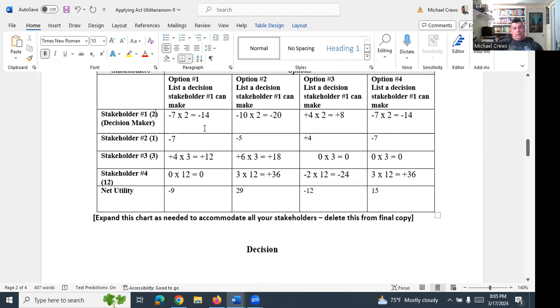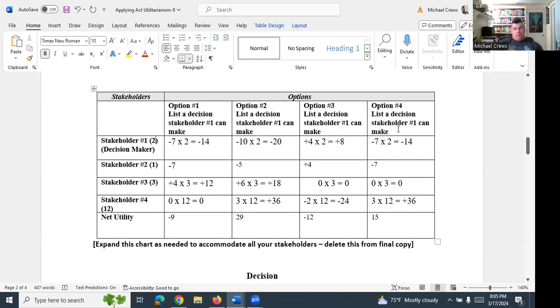After you get all the net utility scores for each stakeholder for each option, then what you do is you total it all up down the bottom. Okay. And then what happens is, act utilitarianism tells us whichever of these produces the highest net utility score is the option we take. Now, obviously, these are all fake, but whatever this would be would have been the option that we took, option 2, because it has a net utility score of 29, which is higher than 15 and certainly higher than -12 and -9. So whatever it is, doesn't matter what it is. Doesn't matter if you like the option or not. Whatever has the highest net utility is what we take.